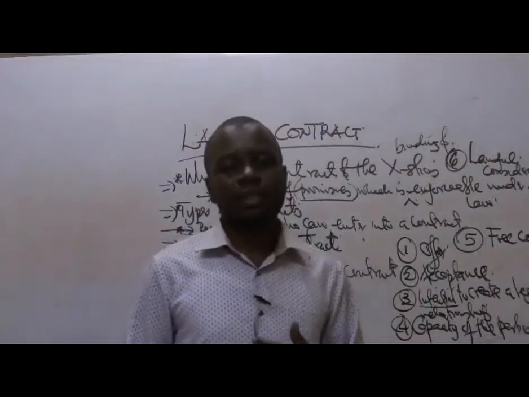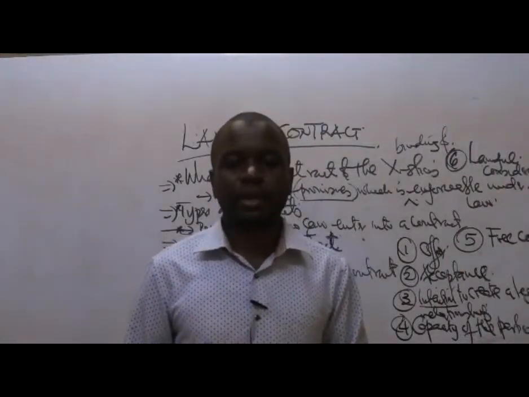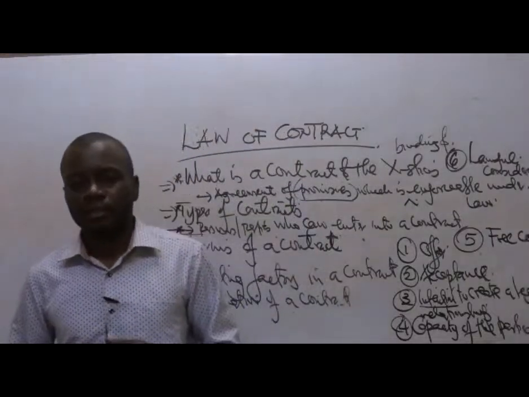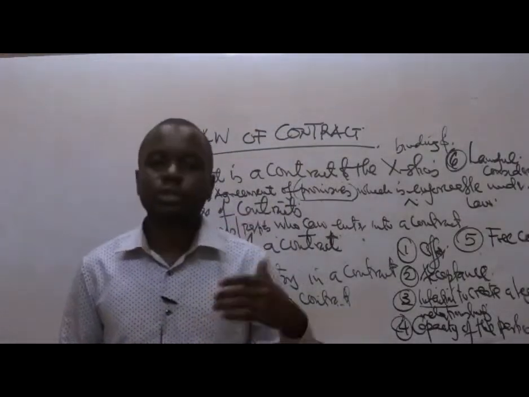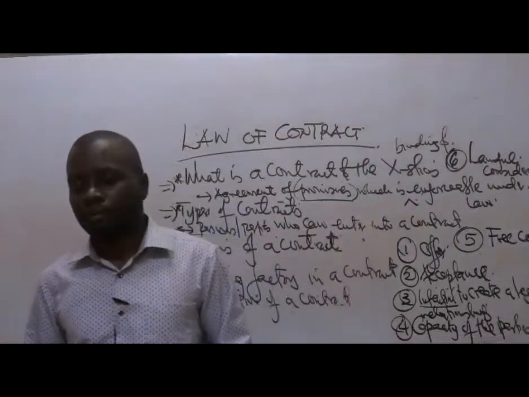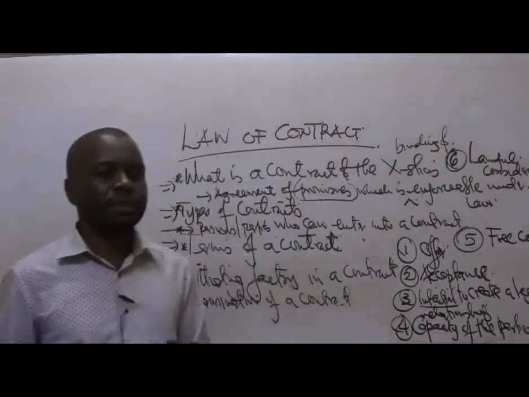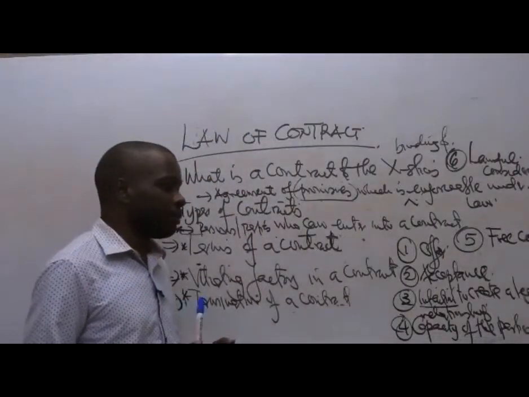There's a consideration that is being paid. So he's going to bring in a lot of cows, or maybe a lot of goats. So that is the price. That is the consideration that is being paid from the other side. So in any contract, there should be that particular key element present.